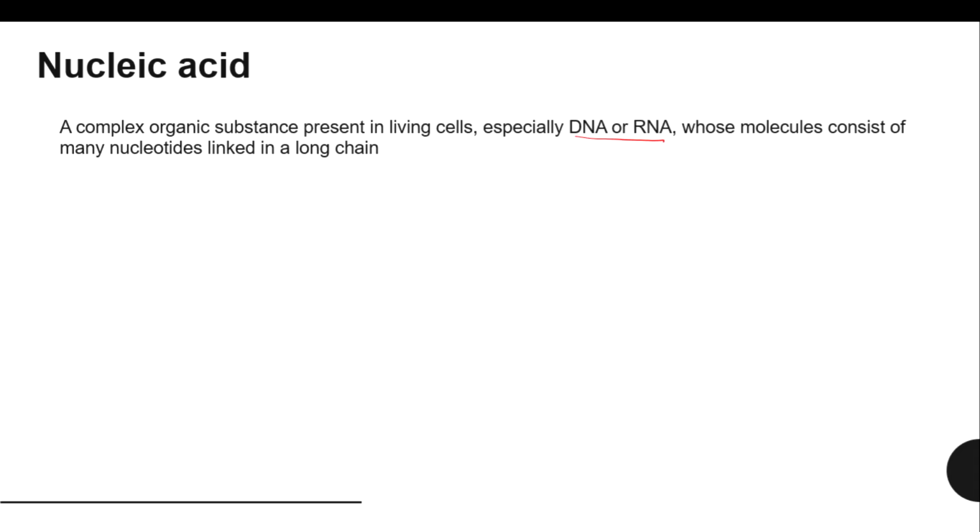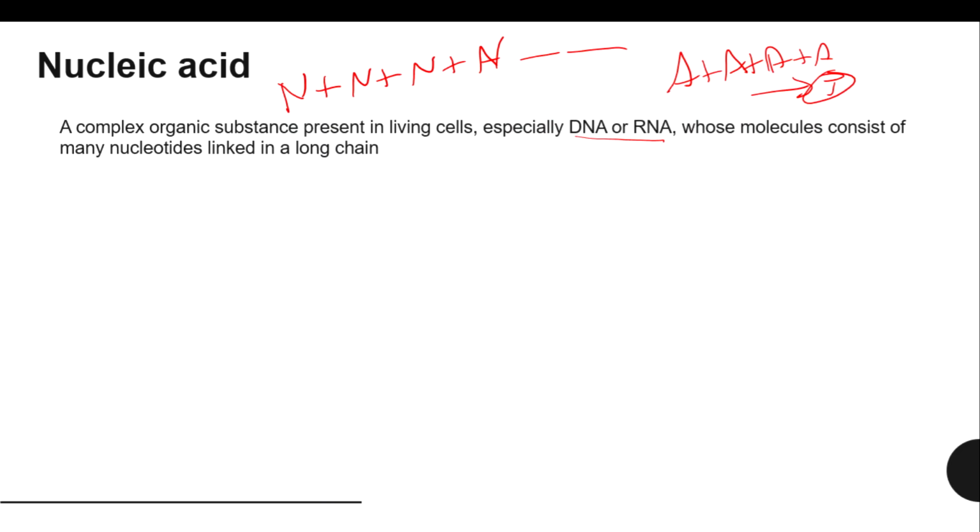Mainly we will be considering DNA and RNA, whose molecules consist of many nucleotides. Just represent nucleotides in this manner: N plus N plus N plus N and so on, which gives you nucleic acids. Whereas amino acid plus amino acid is called a protein. Simple thing, right? A combination of nucleotides is called a nucleic acid. A combination of amino acids is called a protein.